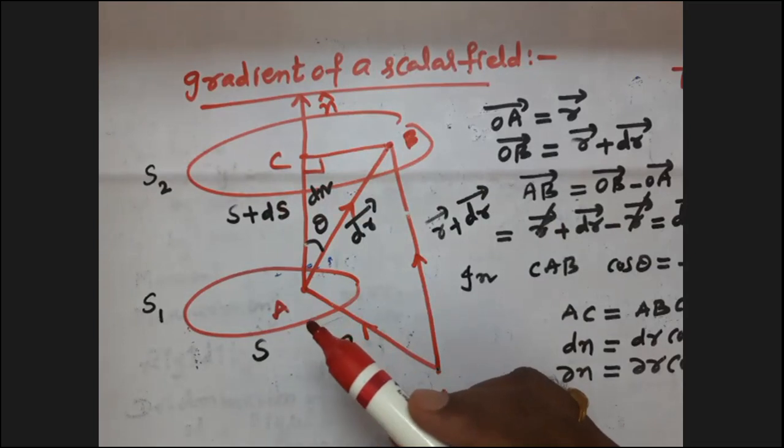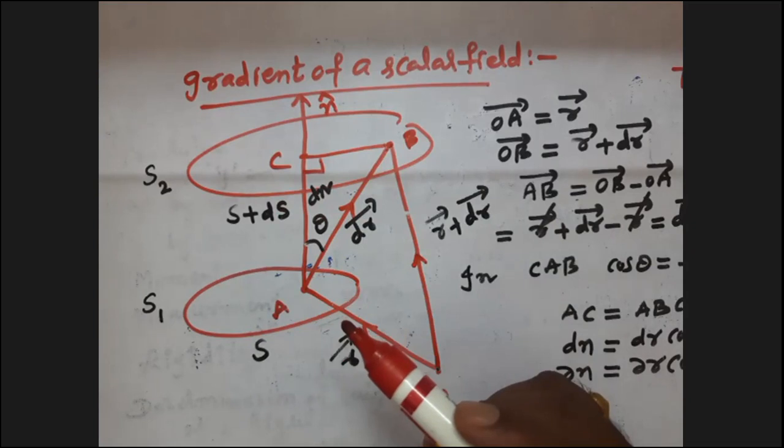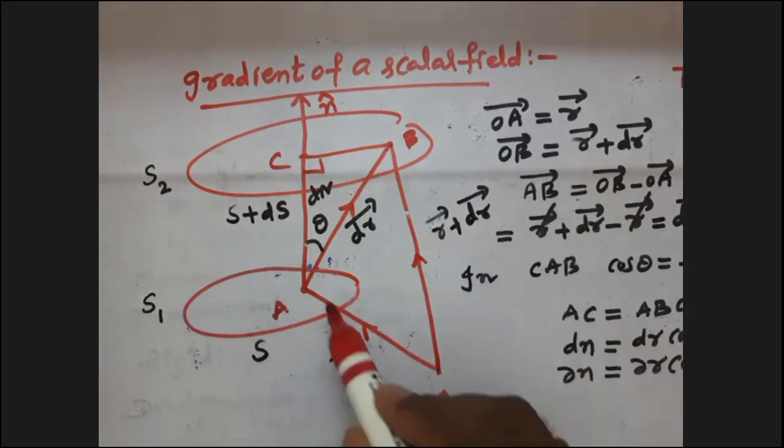The definition: the maximum rate of change of scalar field, or the maximum rate of increase of the scalar field at a point on this level surface.